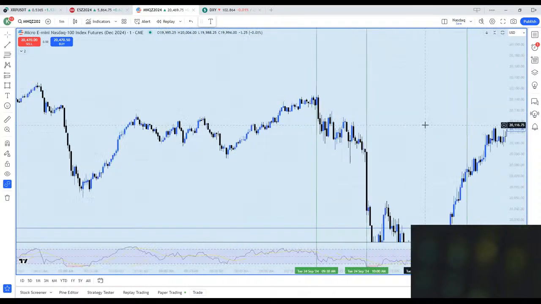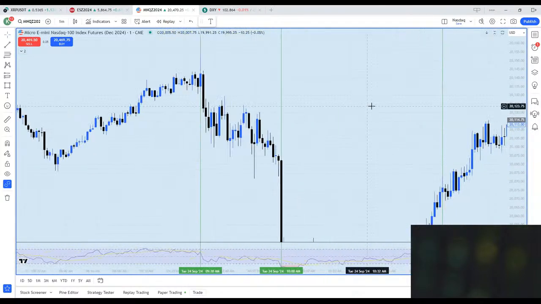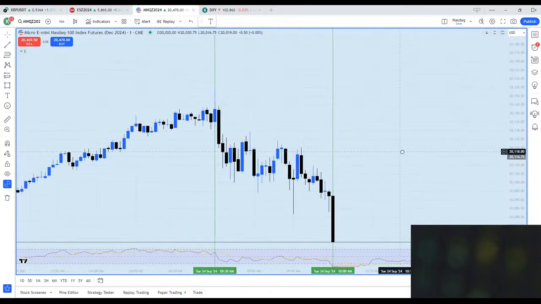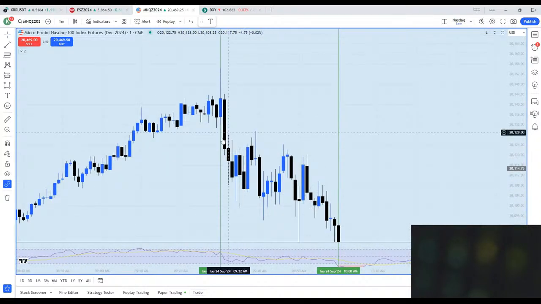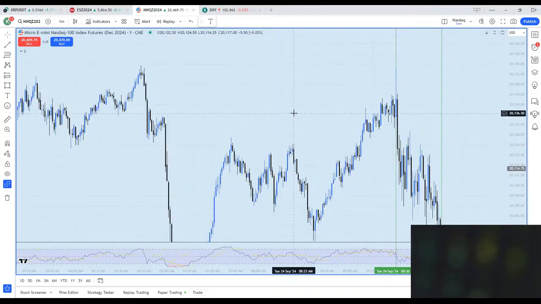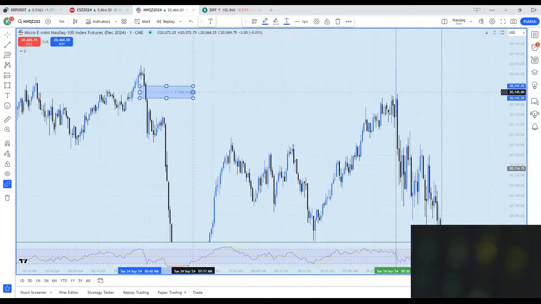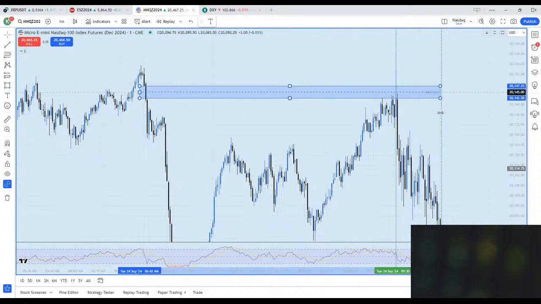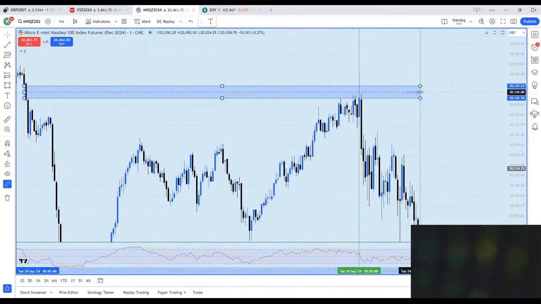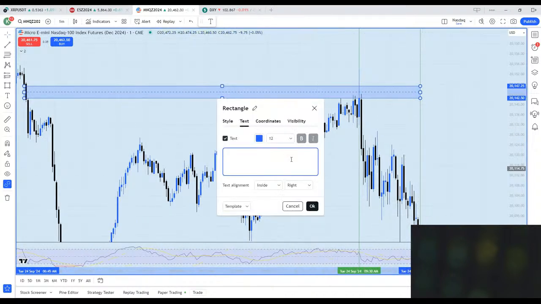Actually, this right here would be the first trade that I would have taken and gotten out the way. So here's an inefficiency that price is in. So that's a fair value gap on the 1 minute.